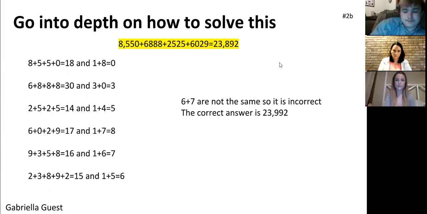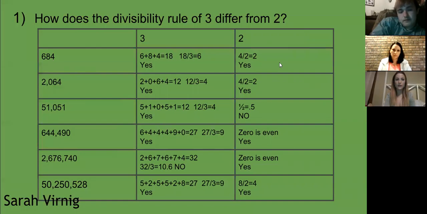How does the divisibility rule of 3 differ from 2? Okay, well, the first thing is 3 and 2, one's odd, one's even. So that's a big difference. And with the threes, what you're going to do is take the number and add each digit in the number together. So for 684, we're going to take 6 plus 8 plus 4 equals 18. 18 divided by 3 is 6, so it is divisible by 3.